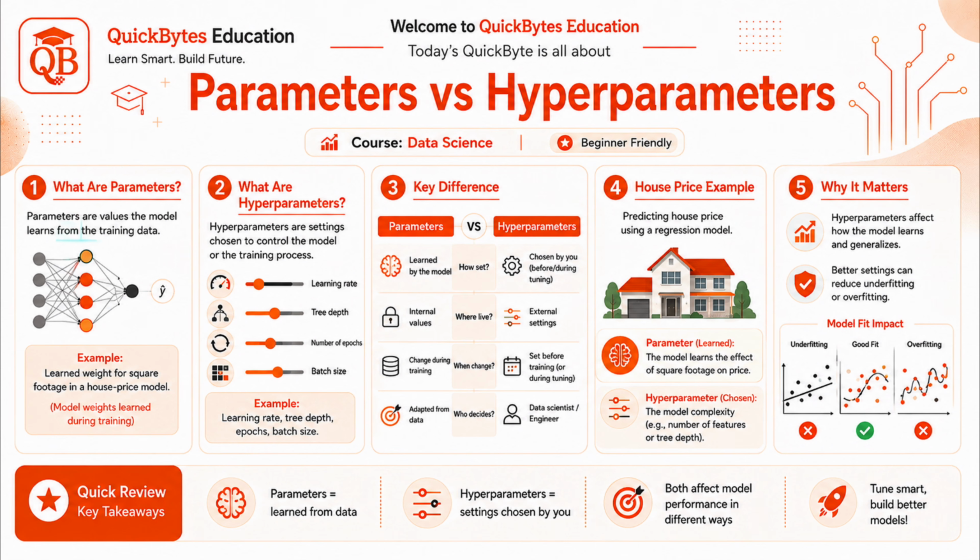So here's the simple difference. Parameters are learned by the model. Hyperparameters are settings chosen to guide the model.